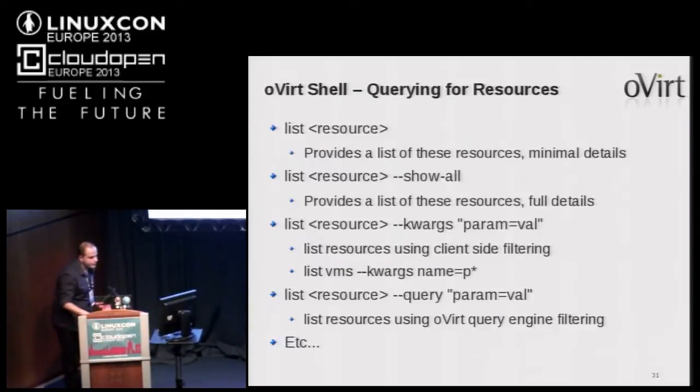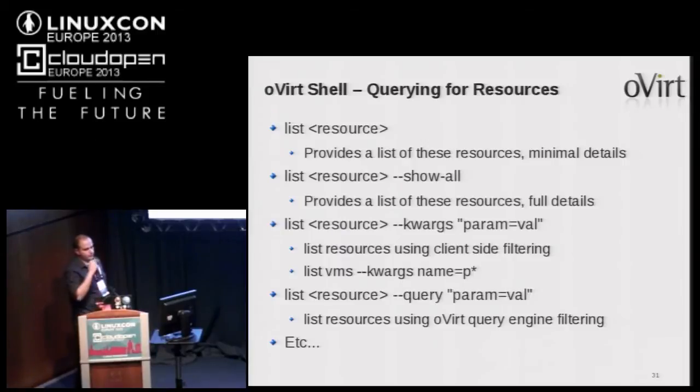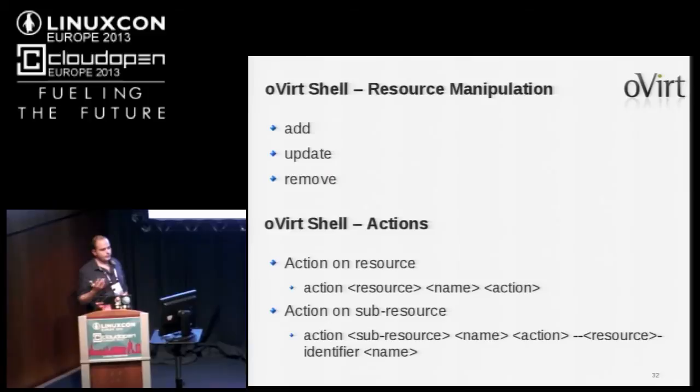Okay, I have some more examples in the slide. If you list a specific collection, list VMs, for example, you can choose to show all the properties. You can filter them out using either a query at the client side, which means that the CLI gets all the information and does the filtering in the client, or send a query to the oVirt engine to filter some objects out, depending on what exactly you would like to do. You can add, update, or remove a resource.